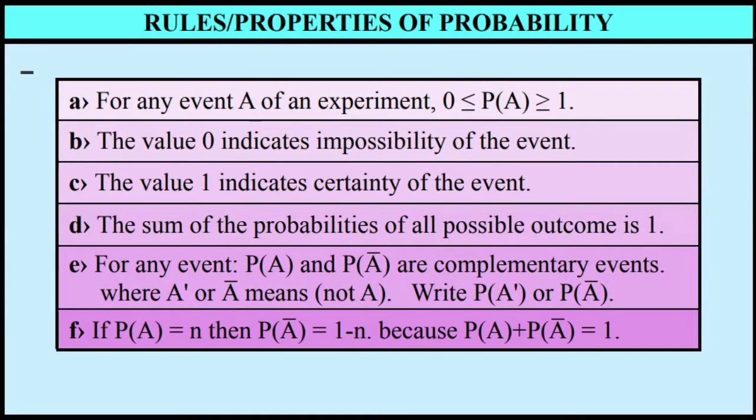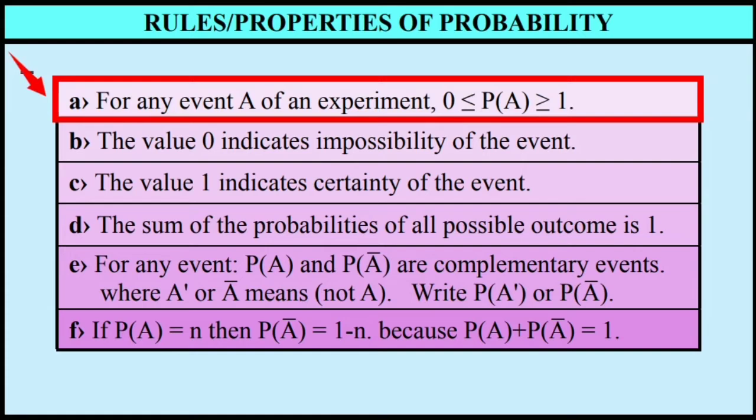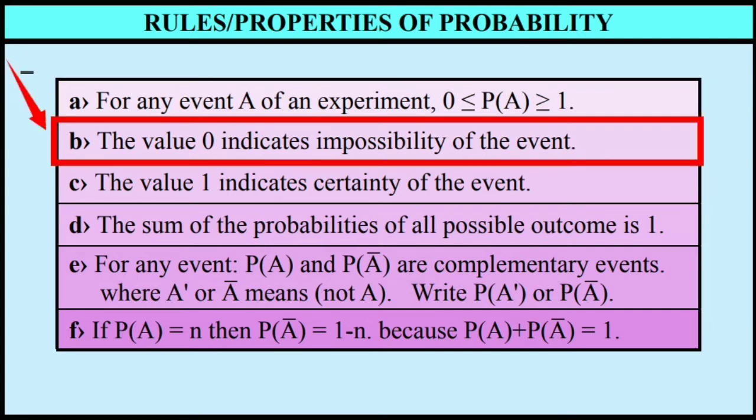Here we discuss rules and properties of probability. The first one says that for any event A of an experiment, the probability is in between 0 and 1. Number B says the value 0 indicates impossibility of the event. It means if the probability of an event is 0, that shows it is an impossible event.